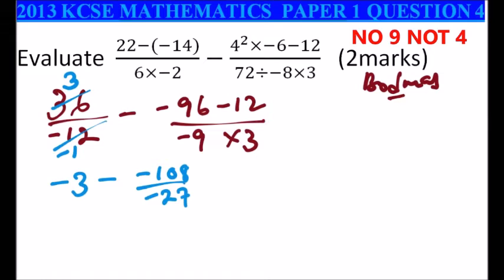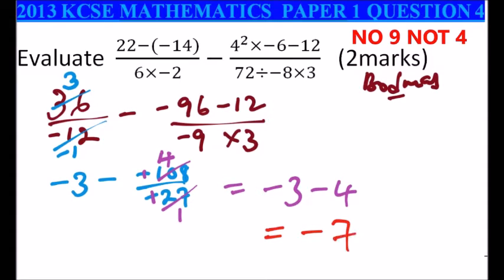From there, since the numerator is negative and the denominator is negative, negative divided by negative is positive. And then we can divide 108 by 27. You'll be able to get 4. So this implies that we have minus 3 minus 4, which gives you minus 7. So that's how you work out that question. You get yourself 2 marks.